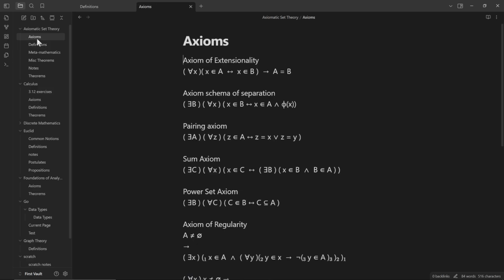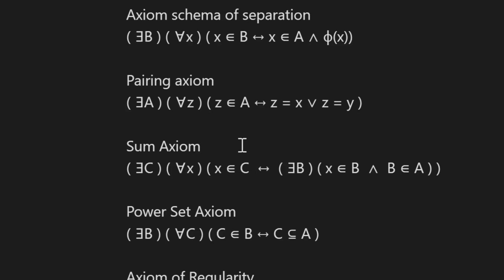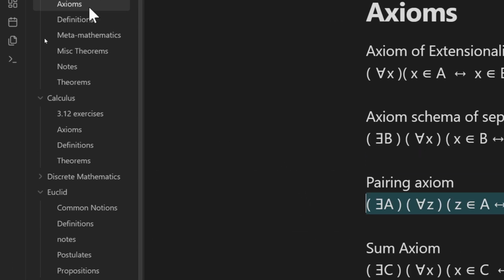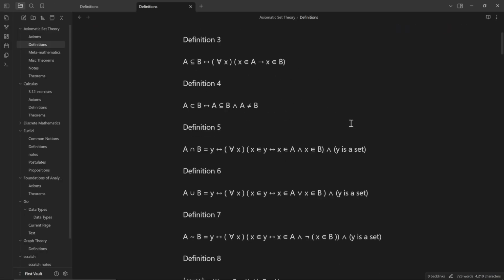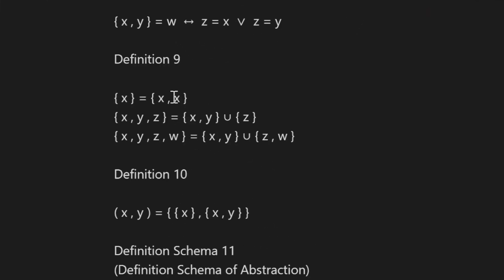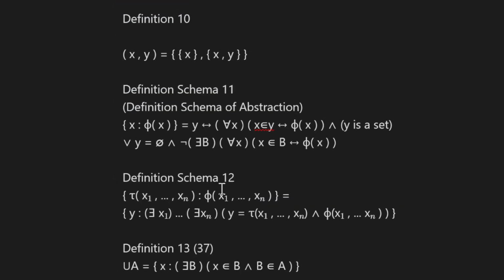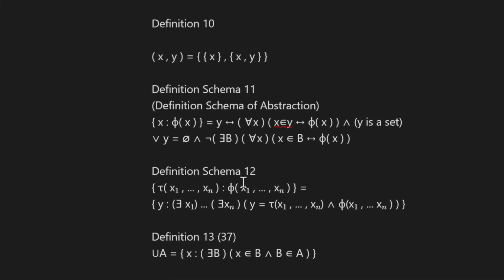Well, yeah, so the author wants us to take that definition from the pairing axiom, give ourselves the pairing axiom, and then we rewrite it in the form of a definition. Other than that, though, the definition schema of abstraction.